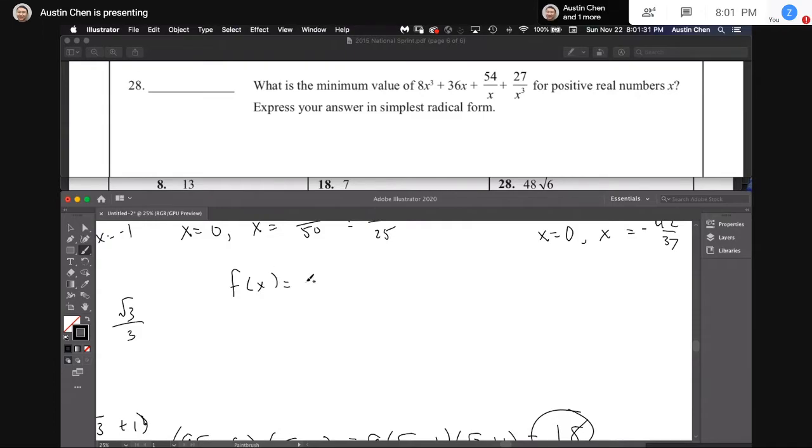Okay, we have a function. You can say it's f of x, and it's all this stuff, right? Okay, and then we're looking for the minimum value of this function. So if you know calculus, you know that you can take the derivative of this function, and the minimum will be where the derivative is equal to 0.